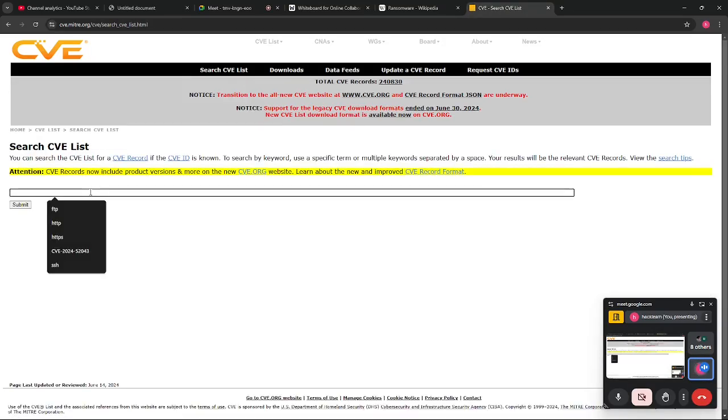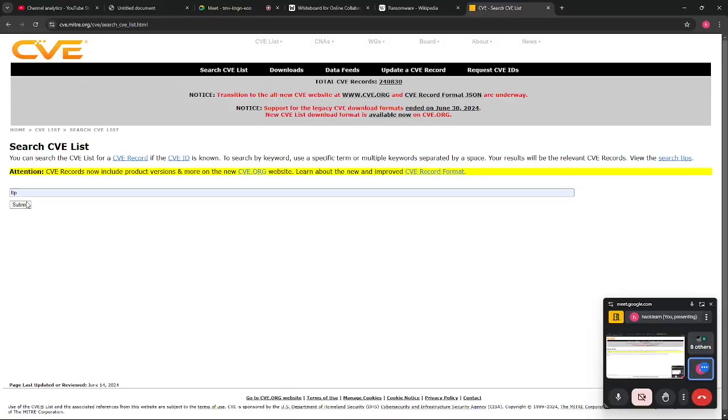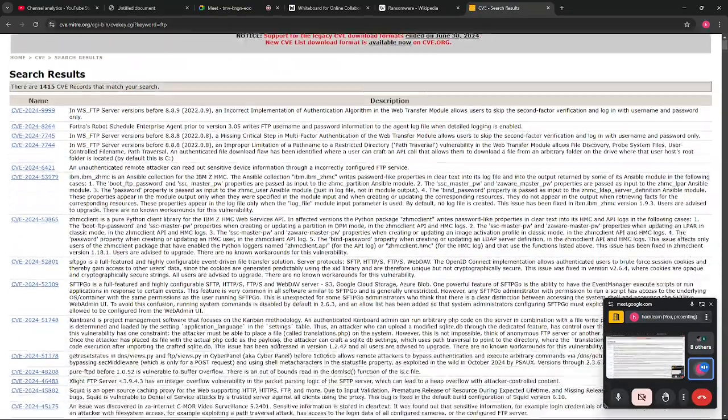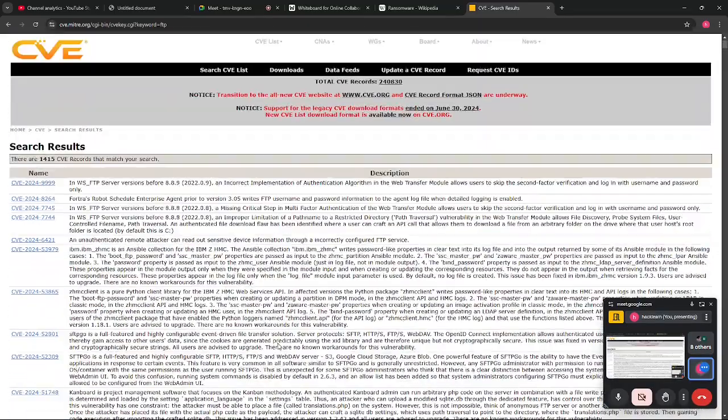And here, if you are working with FTP, you need to look into all these CVEs, and that may be very critical at some time. If any CVE exists in your system, you need to protect your system from that. So that's why threat intelligence is very important.